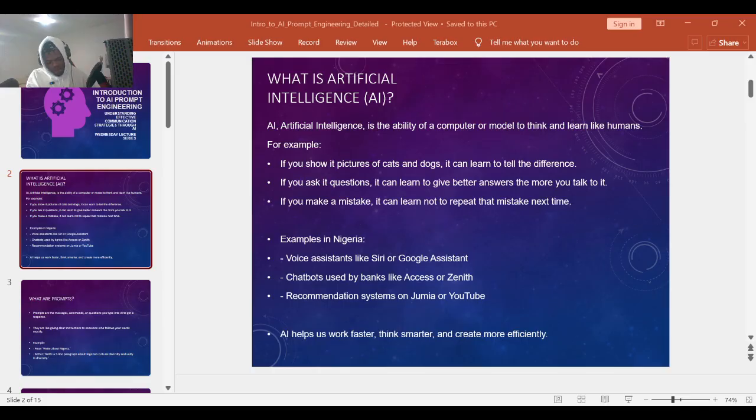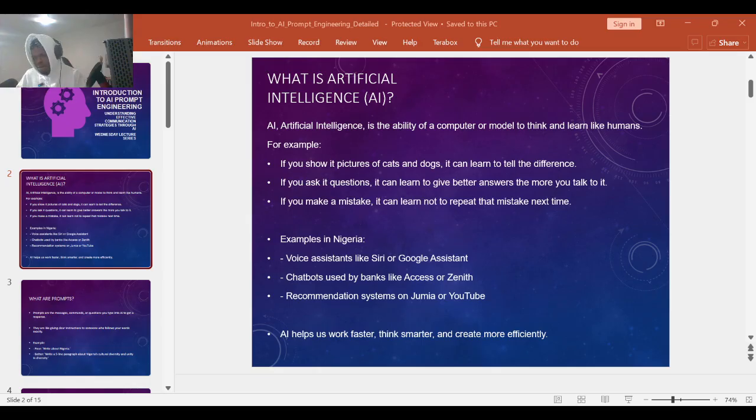Now the reason why I'm trying to emphasize prompts and what AI is, is so you get an in-depth knowledge of how to prompt AI. As the class progresses, you need to understand how to properly talk to your AI in order to get the best response.